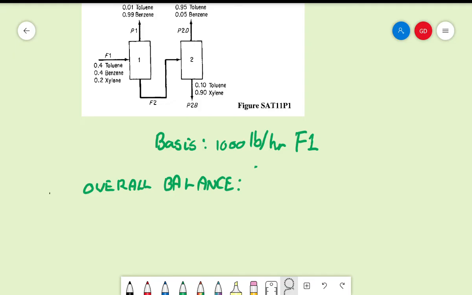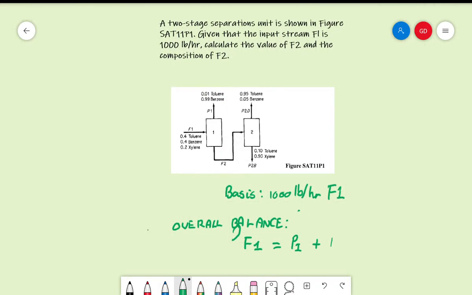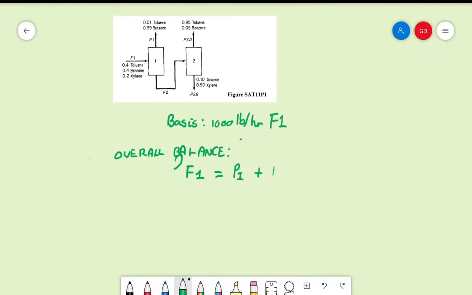So what's coming into the system? We've got F1, which equals P1 plus P2D plus P2B. So what we're referring to is this: here you've got P2B, you've got F1, you've got P1, you've got P2D.